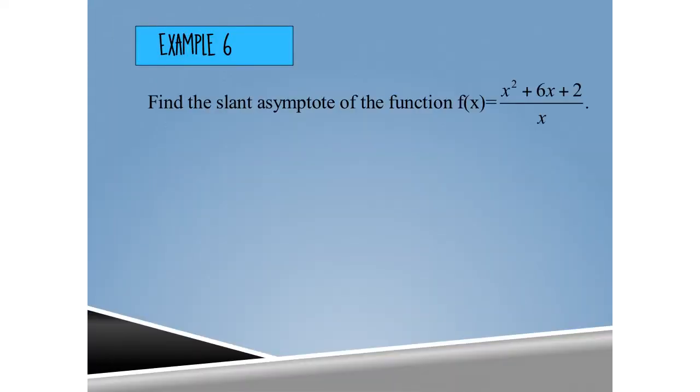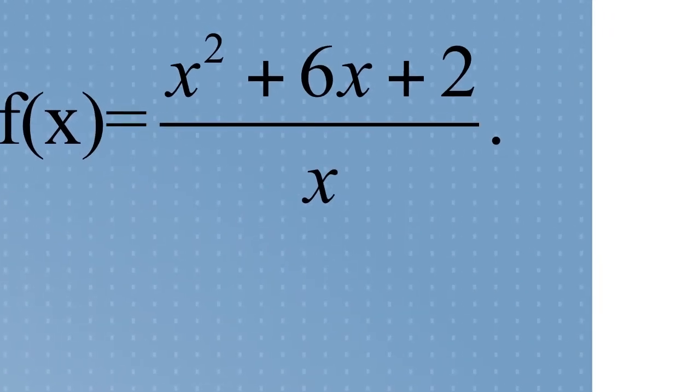All right, so example 6 says, find the slant asymptote of the function f of x equals x squared plus 6x plus 2 over x. So we know it has a slant because the exponent in the top is 1 more than the exponent in the bottom, right? And I need to divide the top by the bottom. This time you have options, right? Can I do synthetic? Yes, and I can do long division. But either way you do it, what's missing from the bottom?